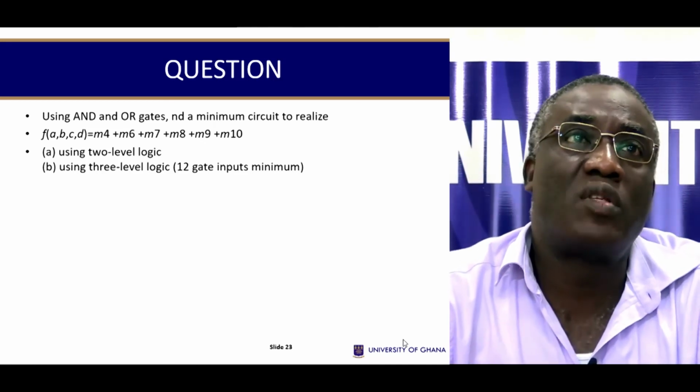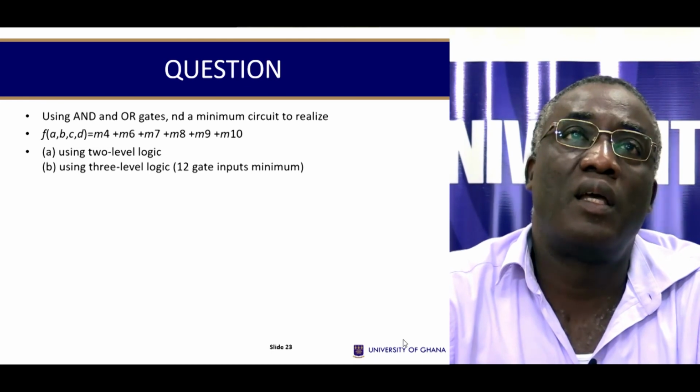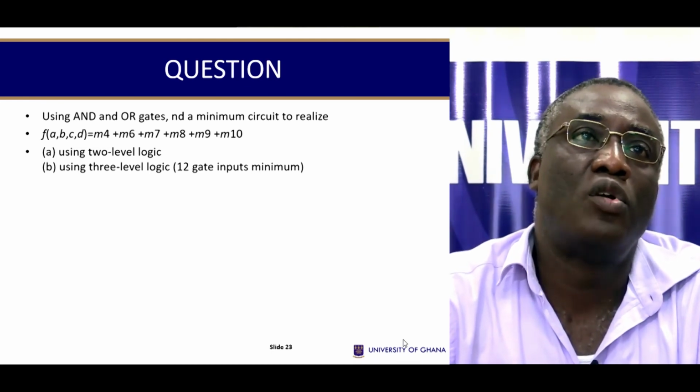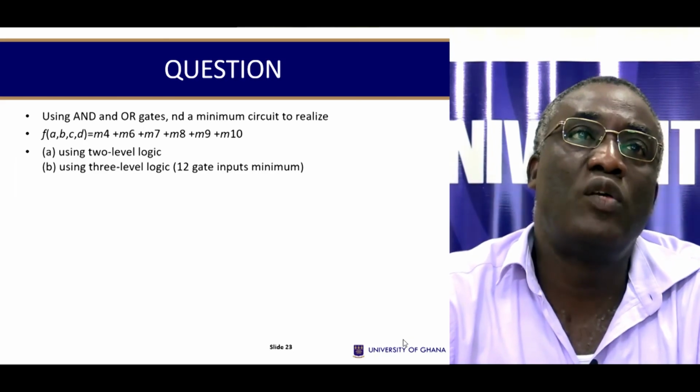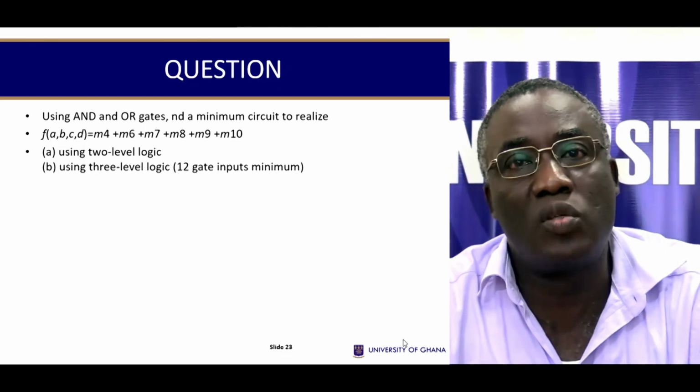Now, a question for you to consider. Using AND and OR gates and a minimum circuit to realize these functions, use two-level logic and use three-level logic. That's 12 gate inputs. Attempt that and see what you get.